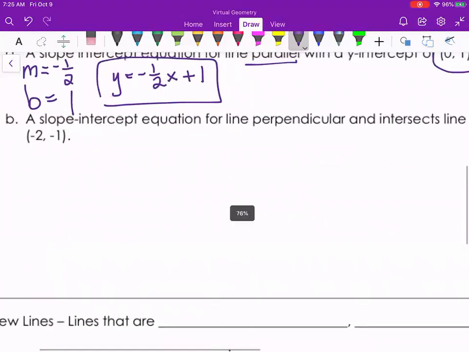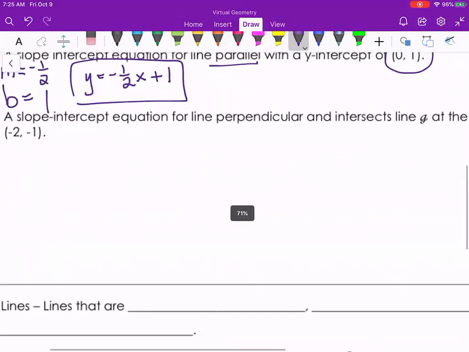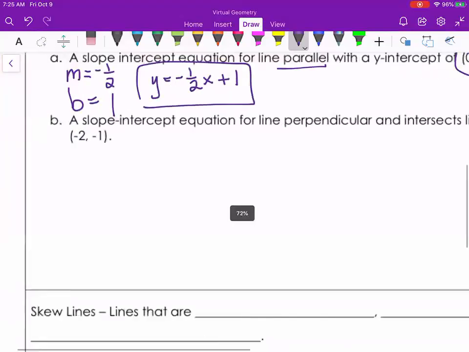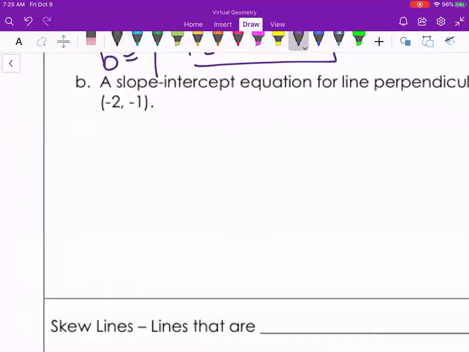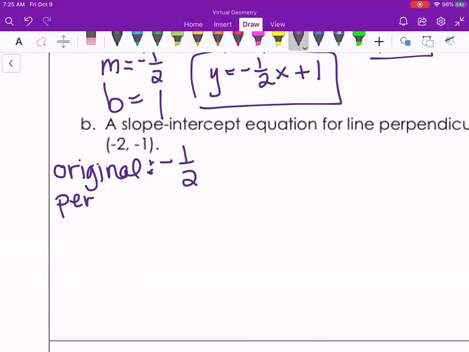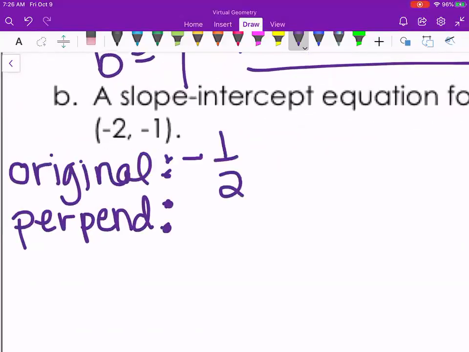Now we need a slope-intercept equation for a line perpendicular. So that means for the slope, we're going to have to do the opposite reciprocal, and it passes through a certain point. All right, so again, our original slope was a -1/2. So remember, the perpendicular has to have a sign change. So if it starts off negative, now it needs to become positive, and the two numbers need to flip over.